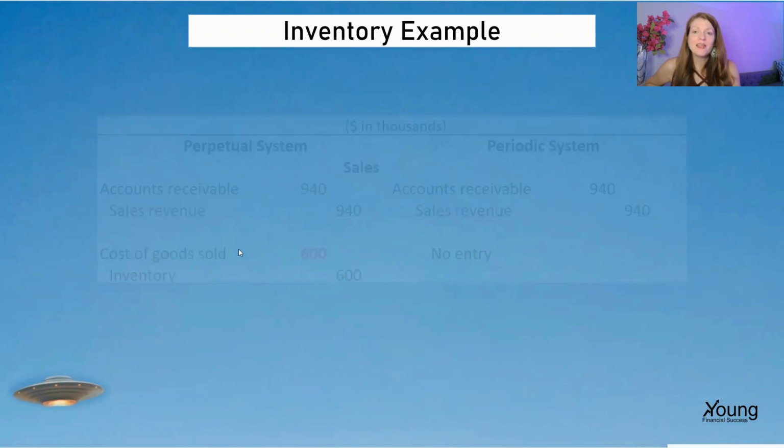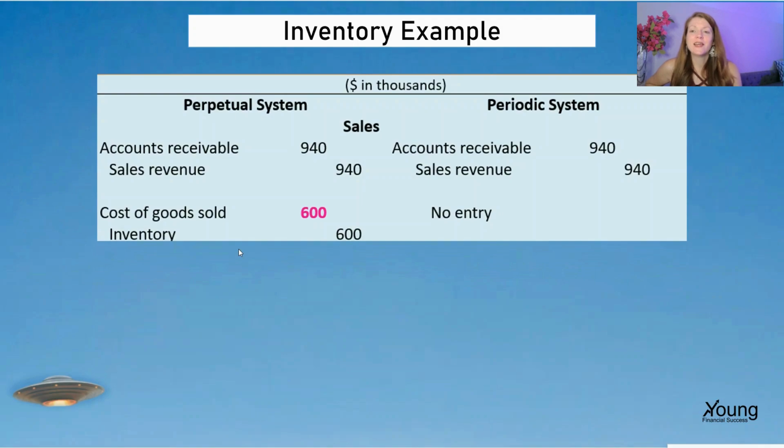So now let's look at our next example, our next entries. So they sold $940,000 worth in revenue. So in both situations, we have the same entry. We're going to debit accounts receivable. It told us they did it on credit terms, and we're going to credit sales revenue. This is not for the amount we paid. This is the amount that the customers paid us.